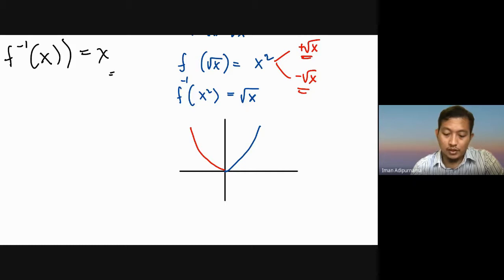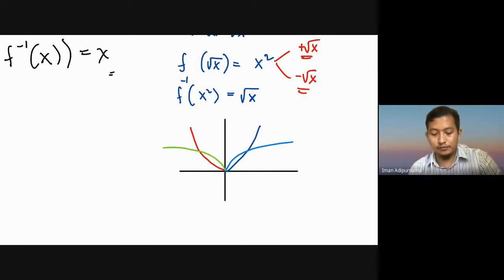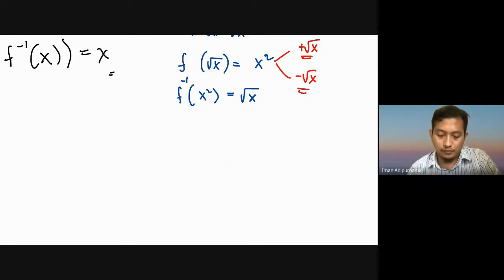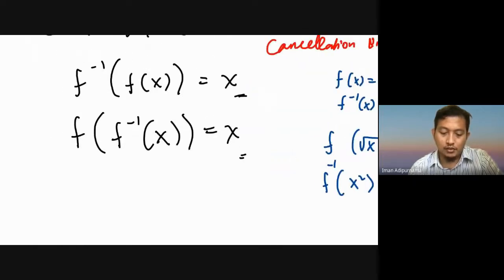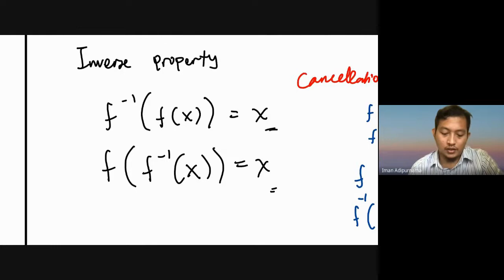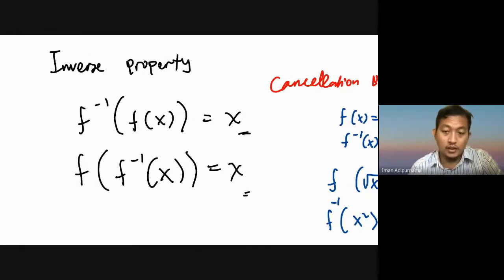The first one, I can make it this one. I can make it the other way around. Okay, let's go back to here. So you can use this property, the cancellation property, to check whether it is an inverse or not. You can plug in the function and the inverse and check whether you get an x as a result.